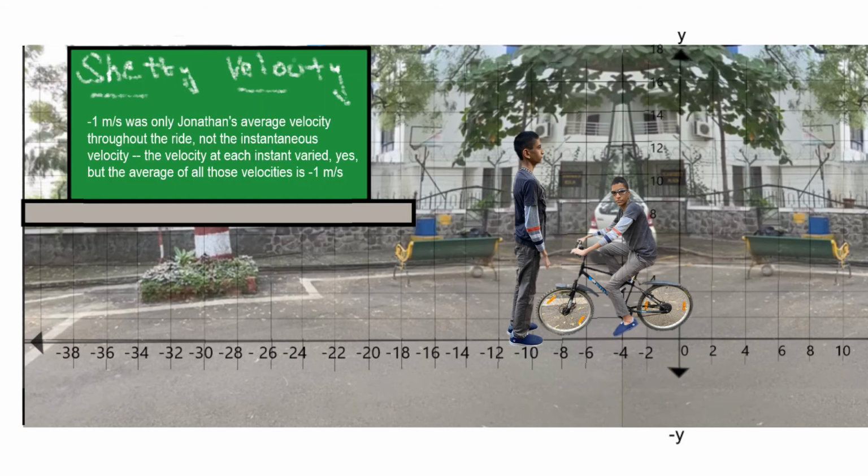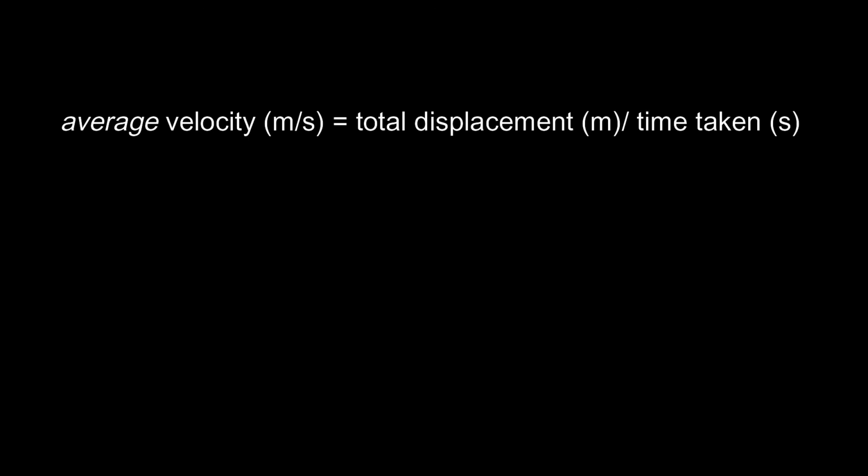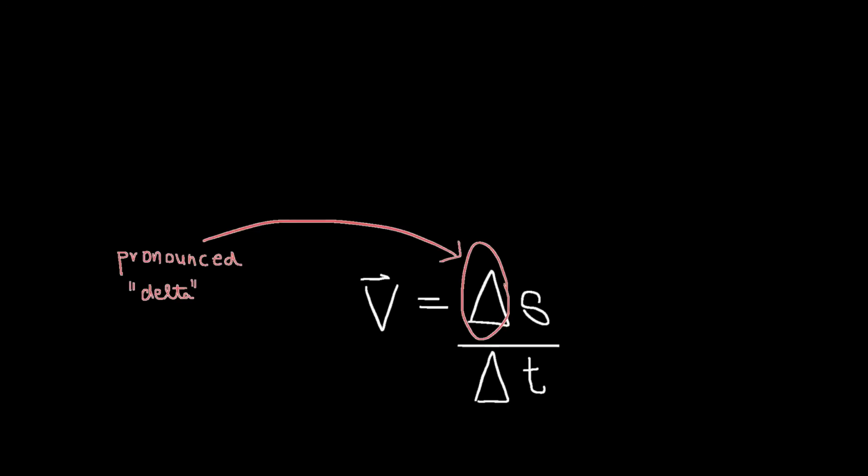So, why did our minus 1 meter per second value fail us? Why did it not correspond with what was really happening? Well, you see, this value is the average value for velocity. It is not the instantaneous value for velocity. So let's emphasize that in our equation. Average velocity is equal to total displacement divided by time taken. V equals delta S by delta T.